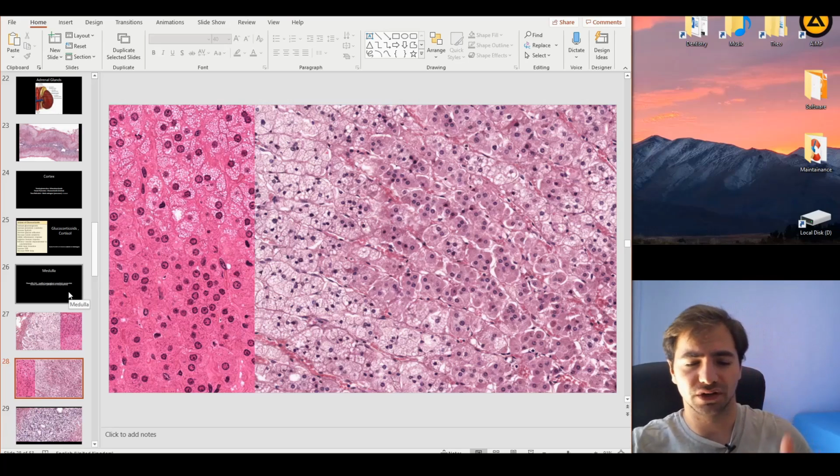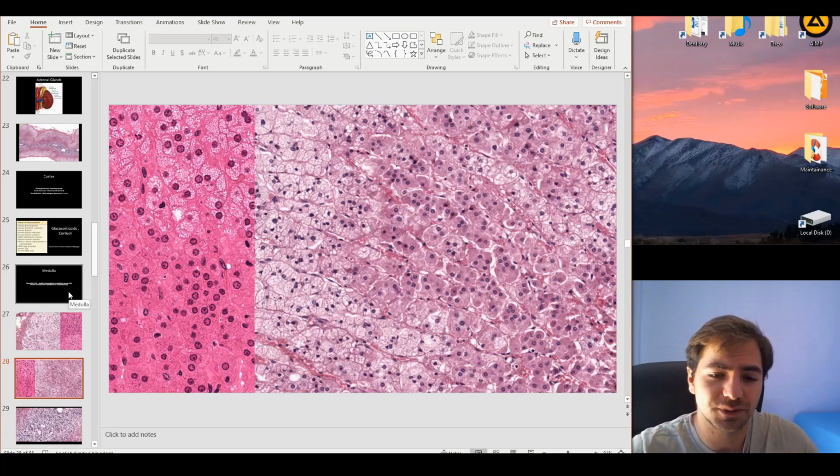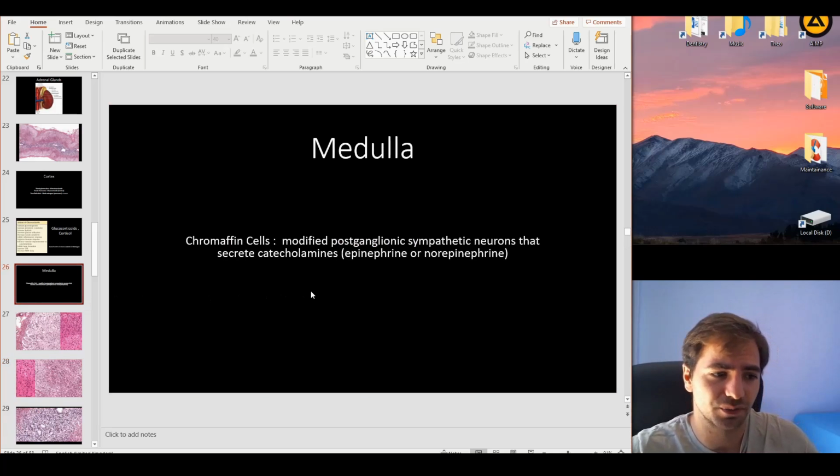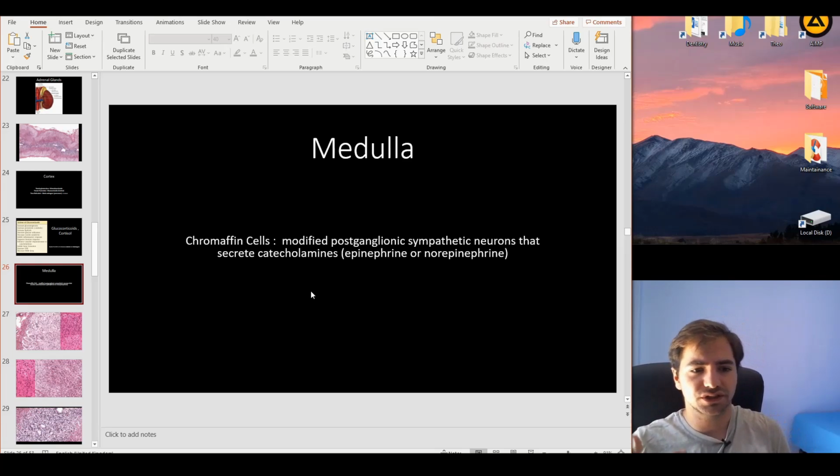Now let's talk about the medulla. If we keep on going deeper, we're going to find specific cells. In this case, they are called chromaffin cells. Now, why do we care about this so much? Because these are cells that are modified sympathetic neurons that in fact produce and secrete epinephrine or norepinephrine.